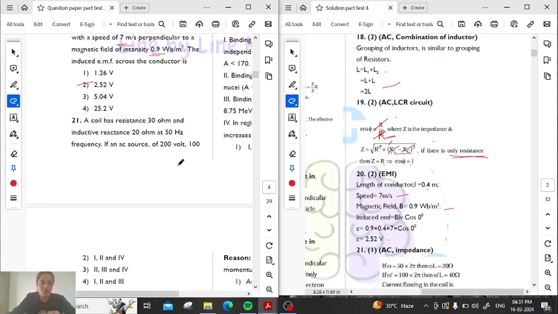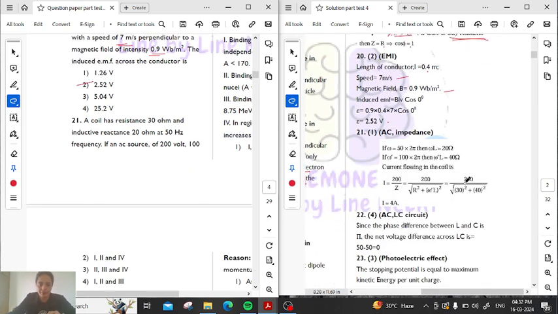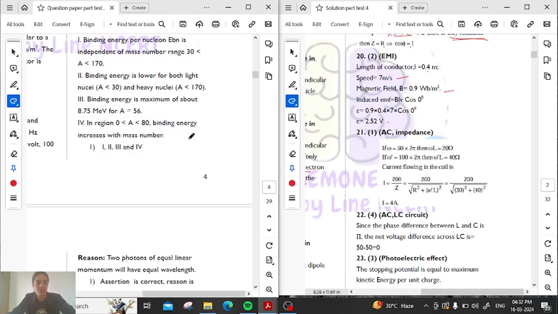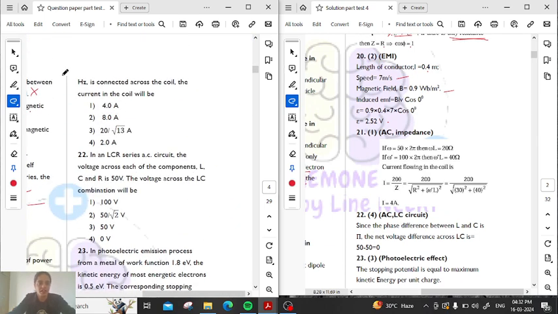So let's move to the 21st question. The coil has a resistance 30 ohms. We have given 30 ohms and inductive reactance of 20 ohms at 50 hertz frequency. This is given. If an AC source of 200 volt, हमने एक AC सोर्स लिया 200 वोल्ट का और 100 हर्ट्ज का, उसको कनेक्ट कर दिया उस कॉइल के साथ, करंट कितना होगा उस कॉइल के अंदर फिर, ठीक है.